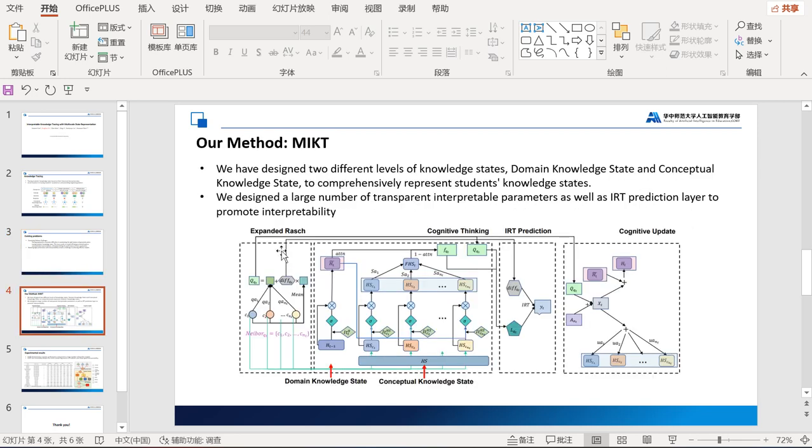In this paper, we propose the MIKT method as illustrated in the figure. First, we have designed two different levels of knowledge states, domain knowledge state and conceptual knowledge state, to comprehensively represent the student's knowledge state. Second, we designed a large number of transparent interpretable parameters as well as an IRT prediction layer to promote interpretability.